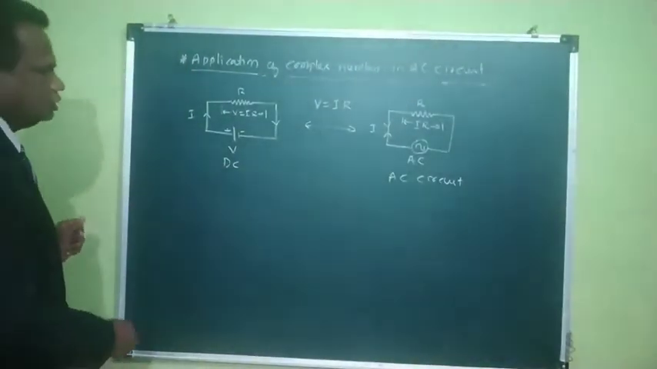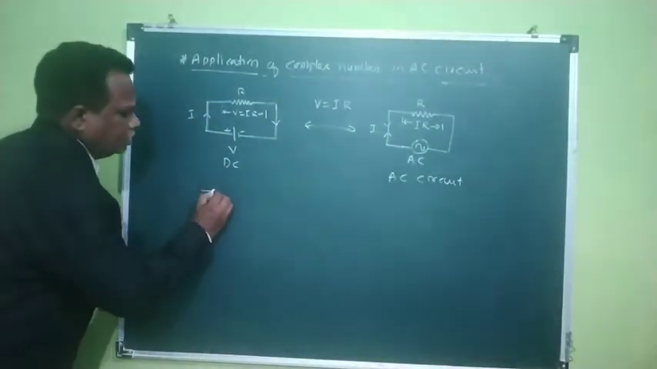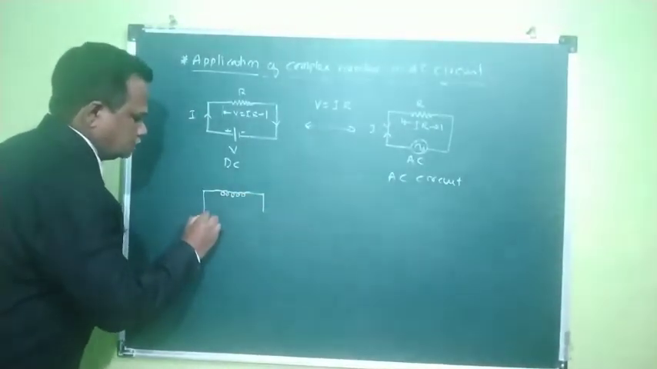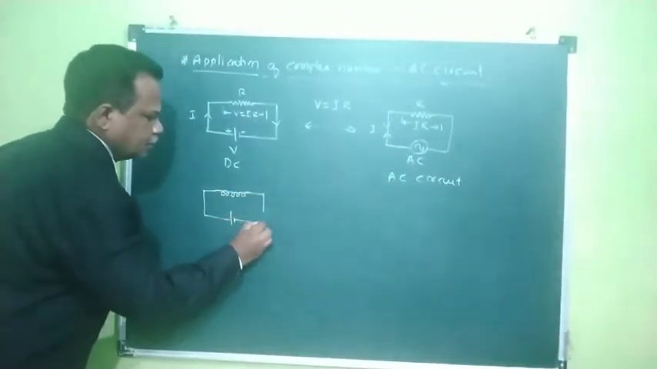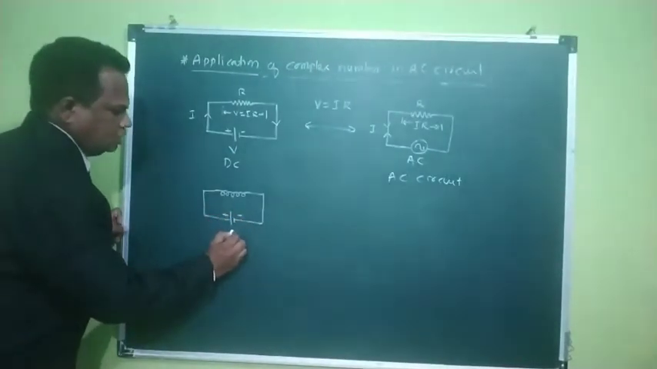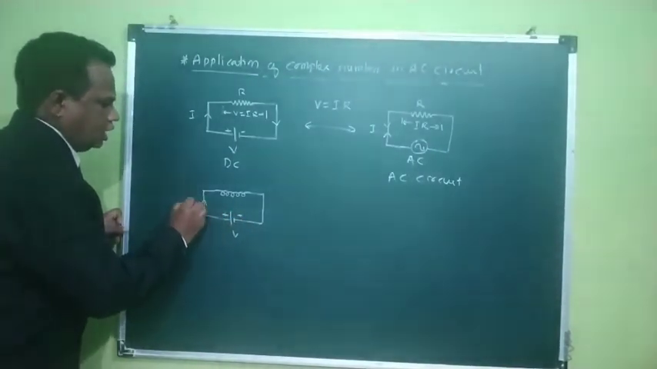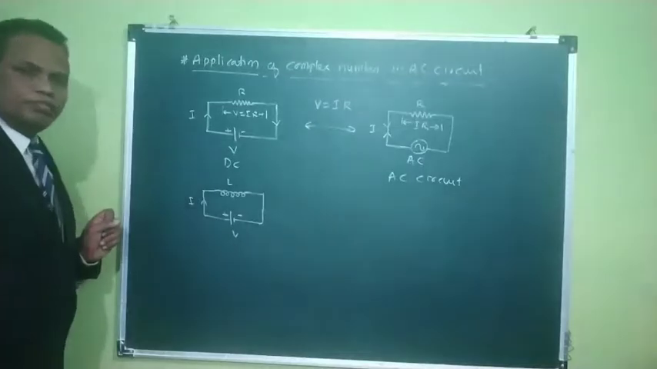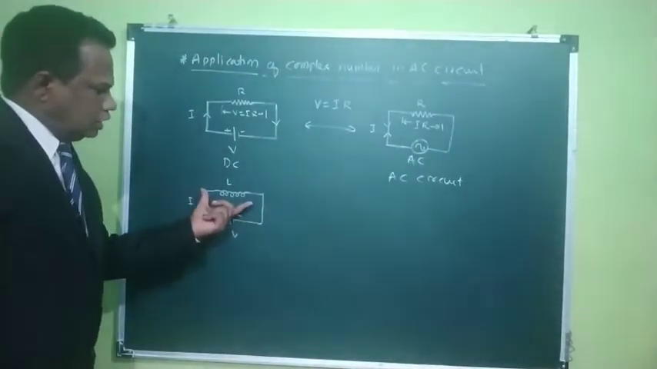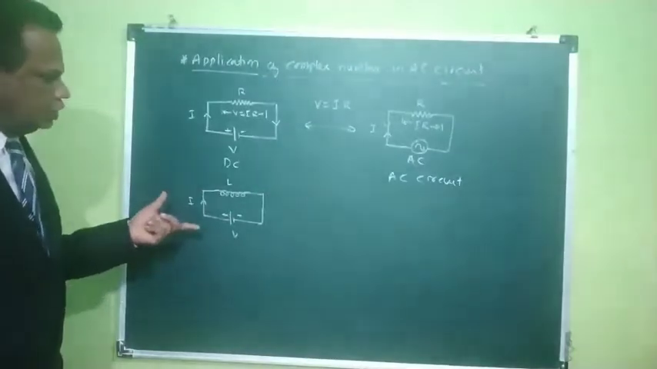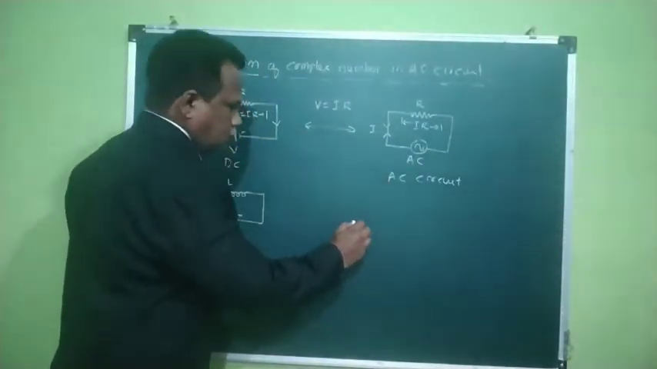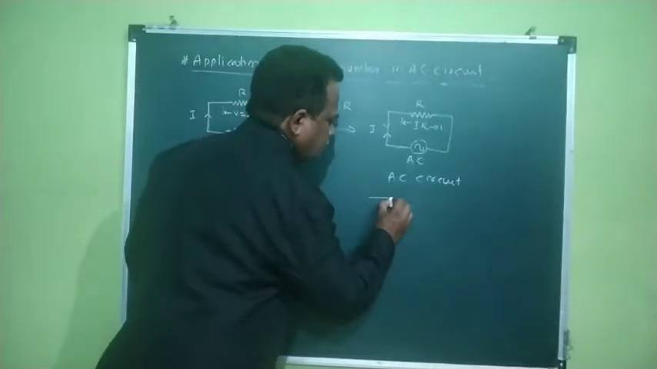Now you can change it, and the resistance is replaced by an inductance. What will happen? This is inductance. You can set up a DC voltage here, plus and minus voltage is applied, current I is flowing, L is the inductance. Then the same Kirchhoff's law is applied. But this is not applicable in the case of an AC circuit.